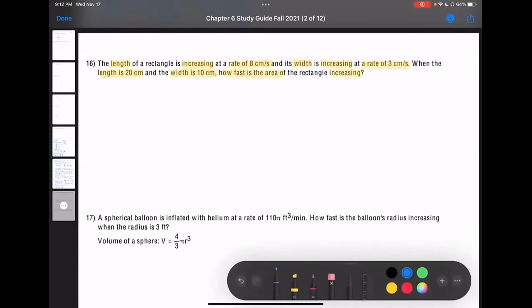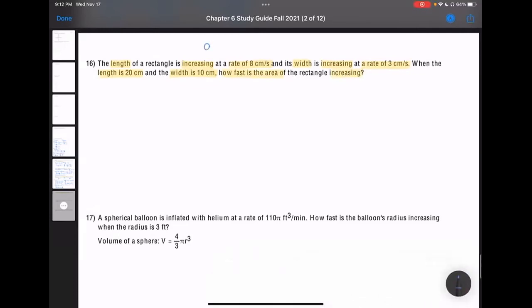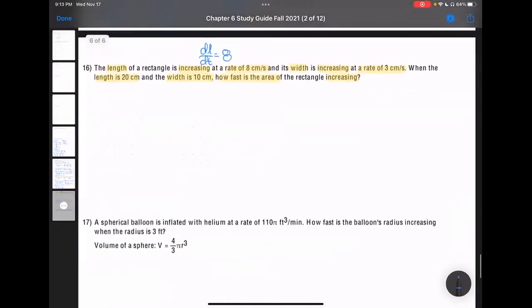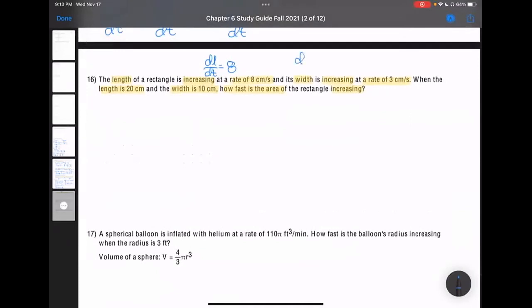Cool. So let's put all these pieces in. So dl/dt is 8, increasing. Gotta figure out why it keeps glitching. dw/dt is 3 centimeters per second. So when the length is 20 and the width is 10, we want to look at dA, which is area. How fast is the area increasing? So what's the rate of change of area?